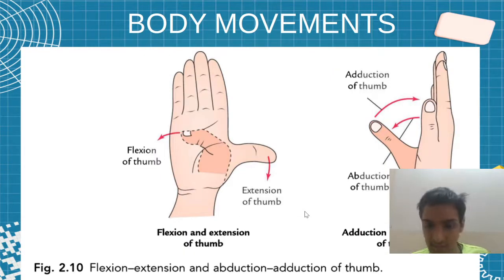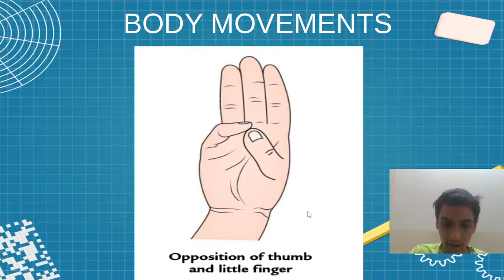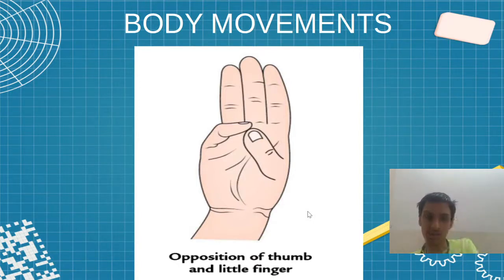Now there is flexion and extension in the thumb also. Here flexion, extension. And then there is abduction and adduction in the thumb. So you are finding abduction, adduction. And the opposition, this is opposition.